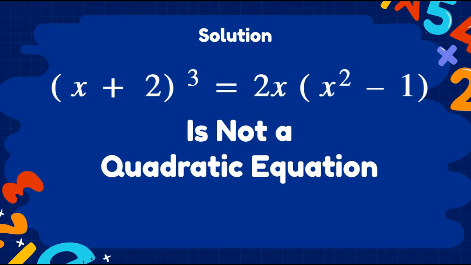Even this problem was very easy. For solving this problem, we just have to remember the standard form of the quadratic equation, which is ax square plus bx plus c is equal to 0.